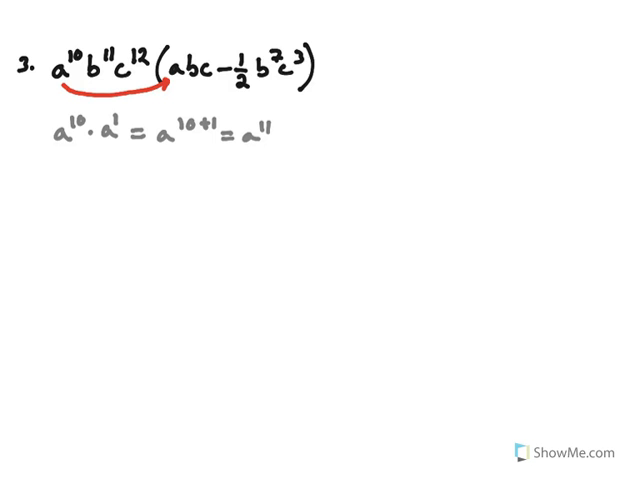All right? So I'm going to go ahead and put that in there as a to the 11th power. Now the next thing that we're going to multiply is b to the 11th times b. When we have b to the 11th power times b, again there's an imaginary 1, so it's b to the 11th and then plus 1.